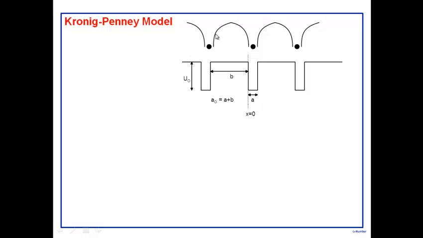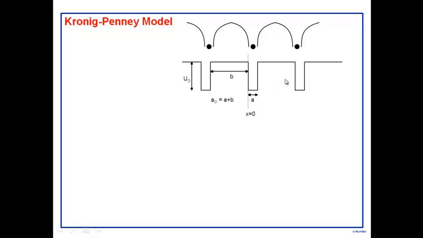This view of a 1D lattice being approximated by these rectangular wells is what we call the Kronig-Penney model, after the people who first conceptualized it and solved this particular problem. So in a way, the simplest lattice that you can think of is this one.